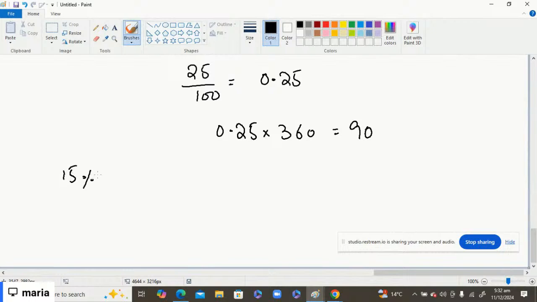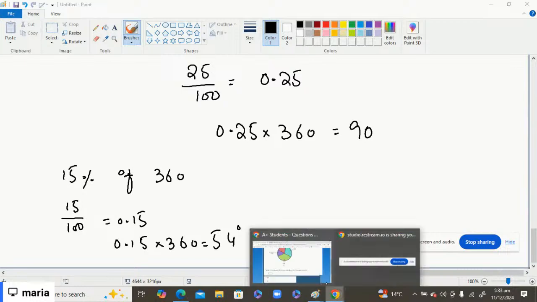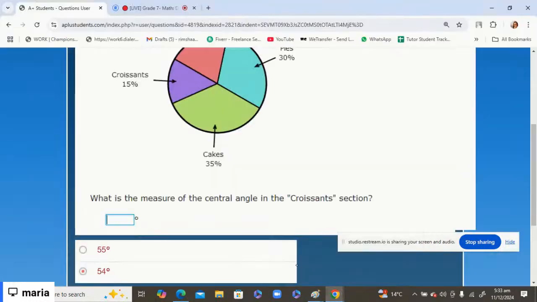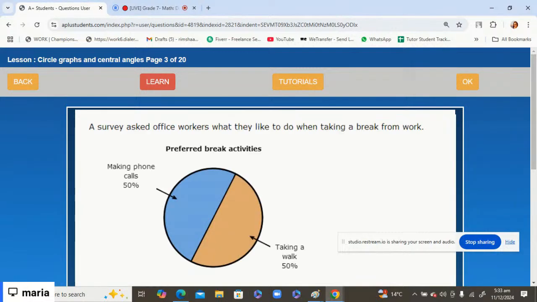15% of 360. First of all, 15 divided by 100. What's the answer when you divide 15 over 100? That is 0.15. Now multiply 0.15 with 360, and we get the answer 54. Let's see, is there any 54? Yes, it's here. Now you guys tell me you understand the method, how to solve these kinds of questions, how to basically do it.